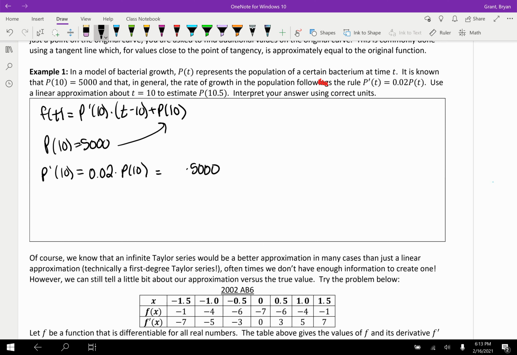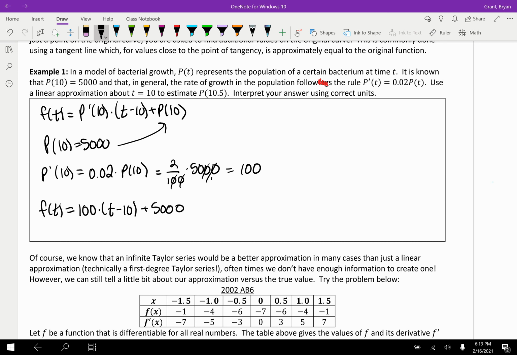And then 0.02, if you read that decimal correctly, is 2 hundredths. And that allows us to simplify, right? Chop off a 0, another 0. It's just 2 times 50, that's 100. So our final tangent line here becomes 100 times t minus 10 plus 5,000. Great. We now have a tangent line.